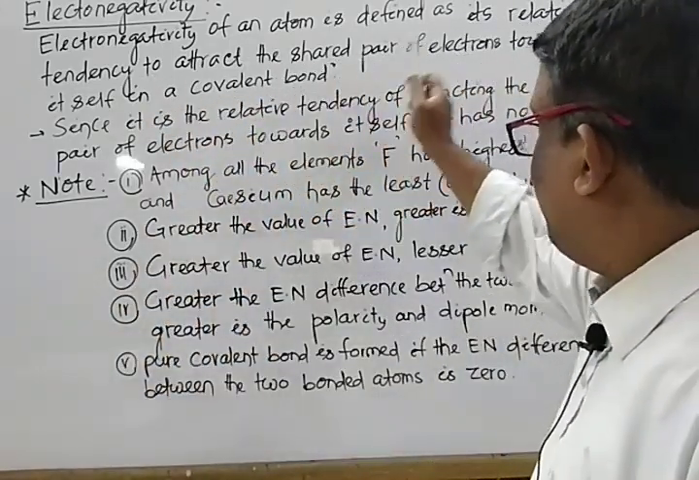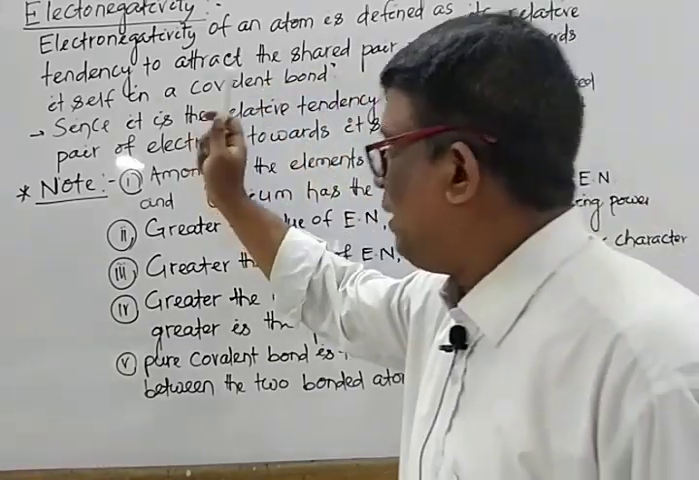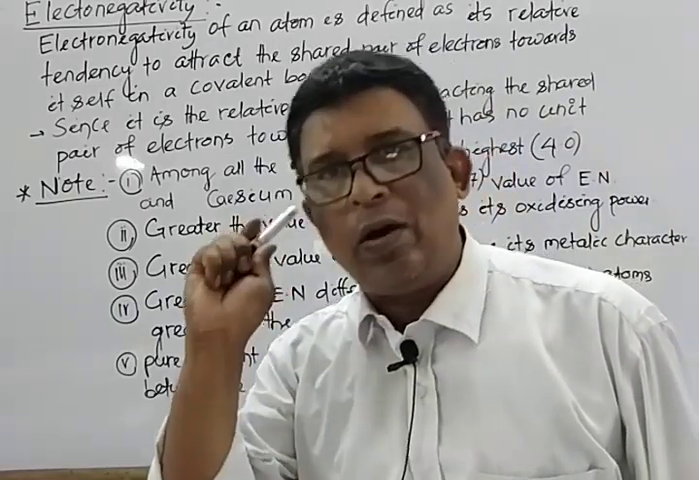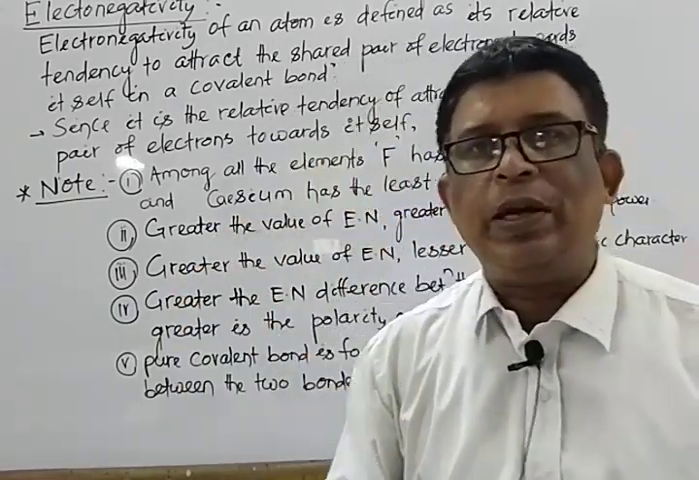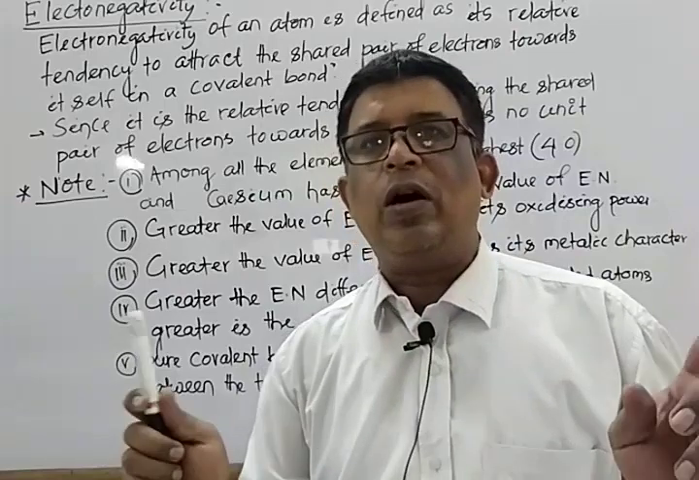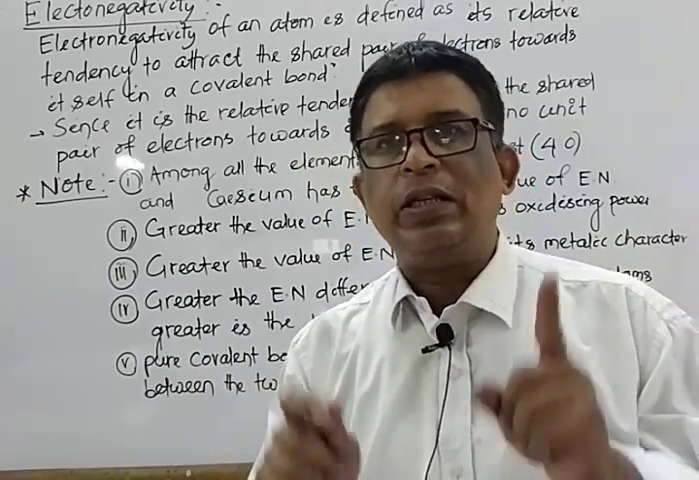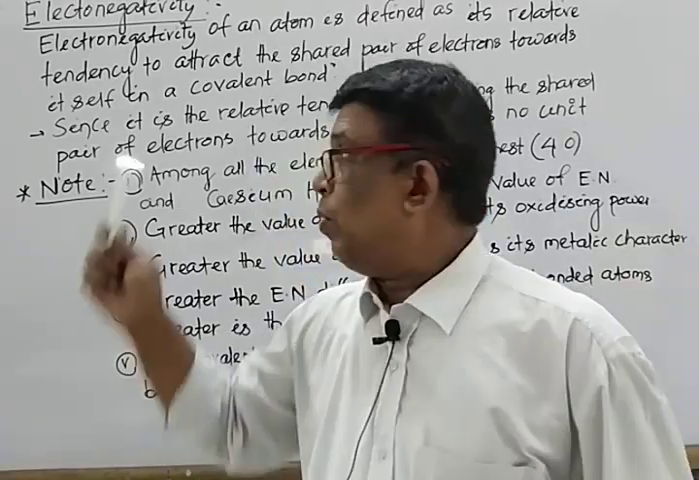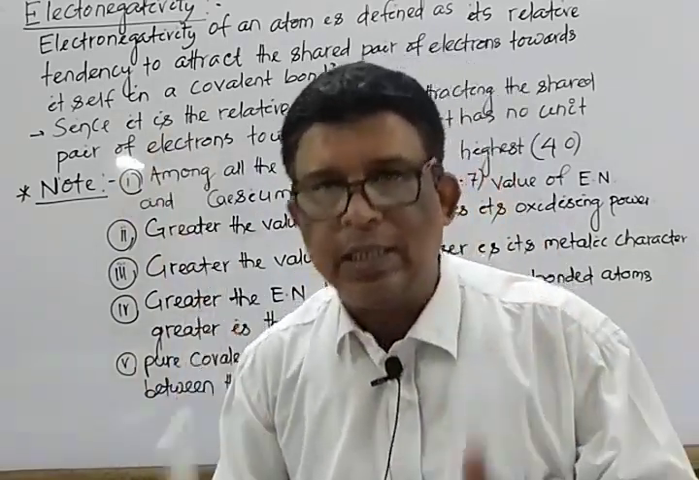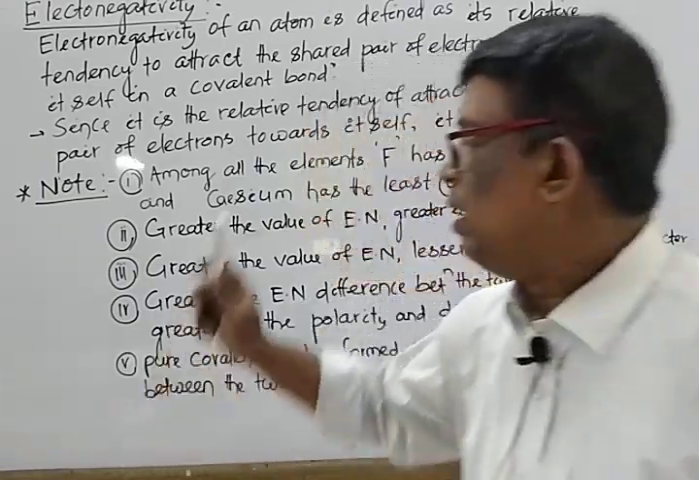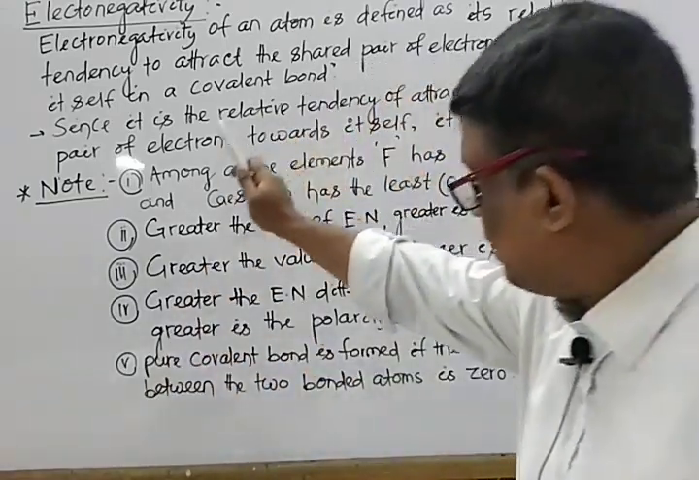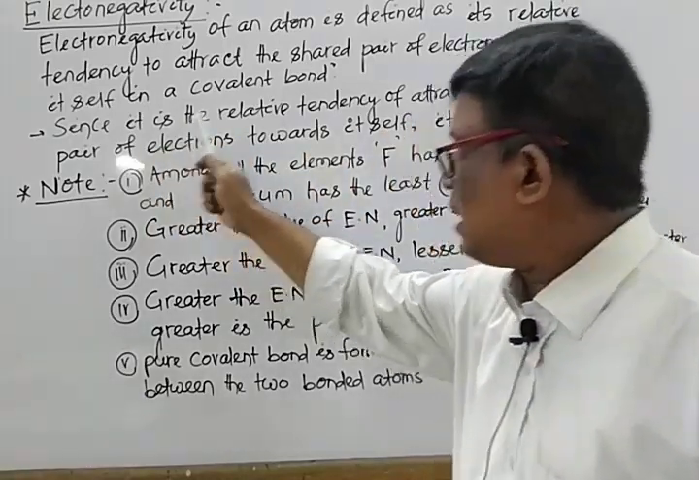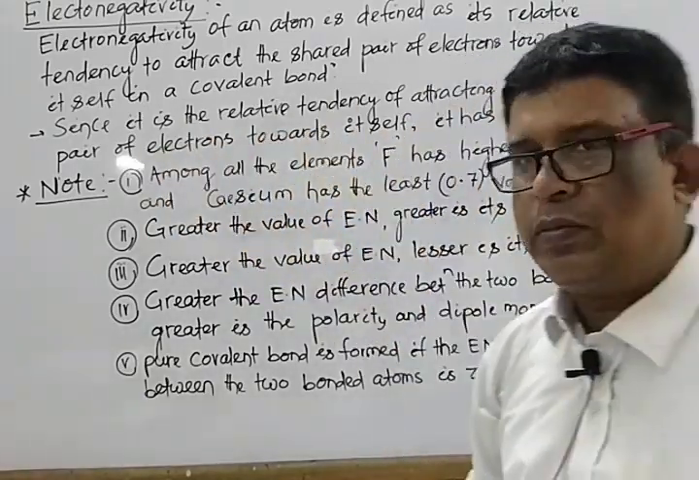Electronegativity of an atom is defined as its relative tendency. Ionization energy is defined as the amount of energy required. Electron affinity, or electron gain enthalpy, is the amount of energy released. Both these terms are related to energy. But electronegativity is the tendency; no energy term is there. It is defined as the relative tendency to attract the shared pair of electrons towards itself in a covalent bond.